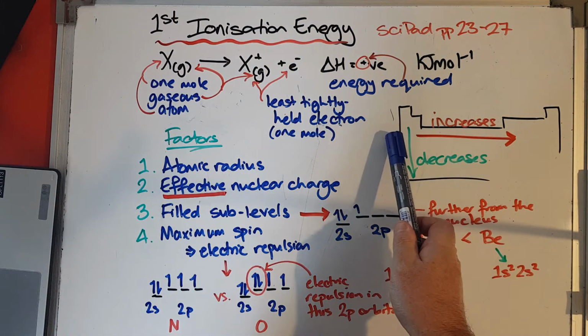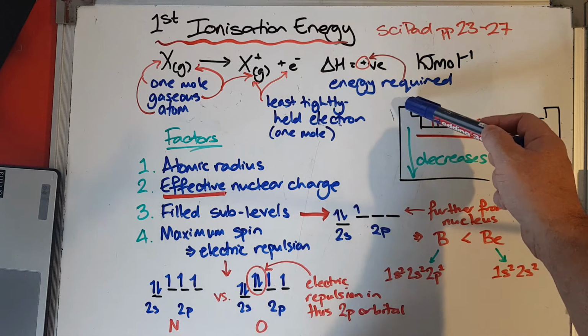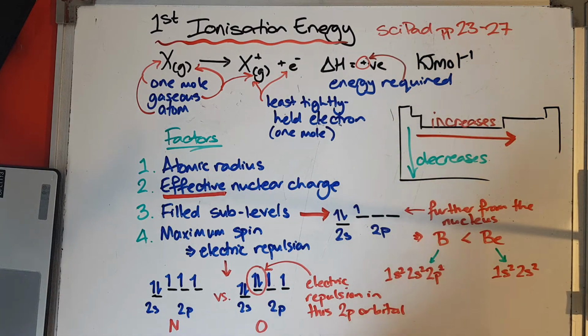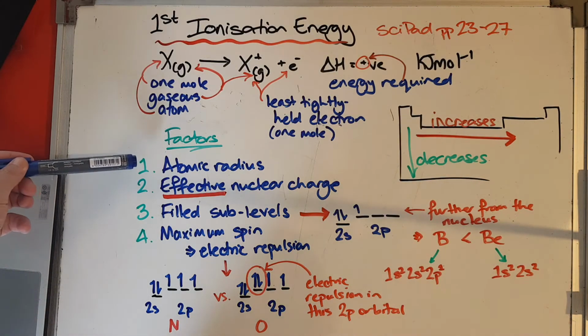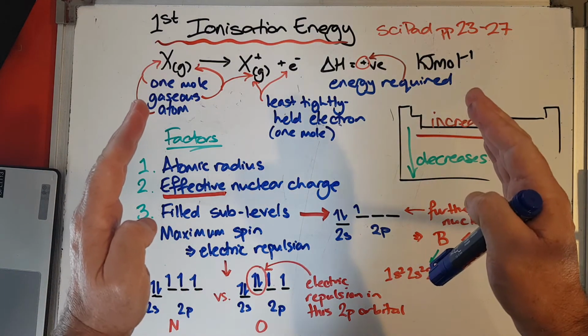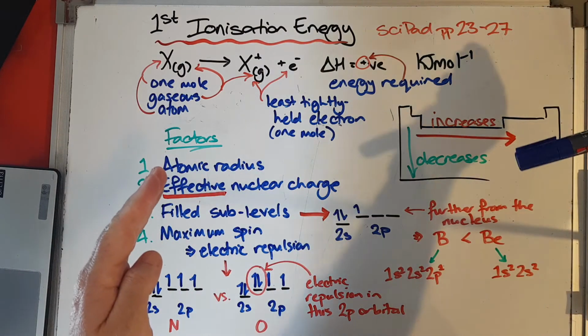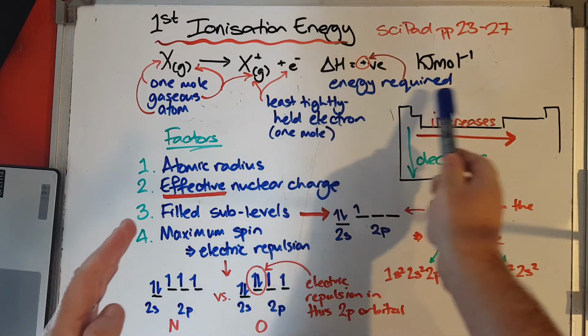The general trend for first ionisation energy is this. It increases as we go across a period, and it decreases as we go down a group. Now, knowing that trend is quite easy because it's the same as atomic radius. And there's a reason for this. We have to consider a lot of factors, but the very first one we do consider is atomic radius. The closer those outermost electrons are to the nucleus, the more difficult it will be to remove them. So the more energy would be required.